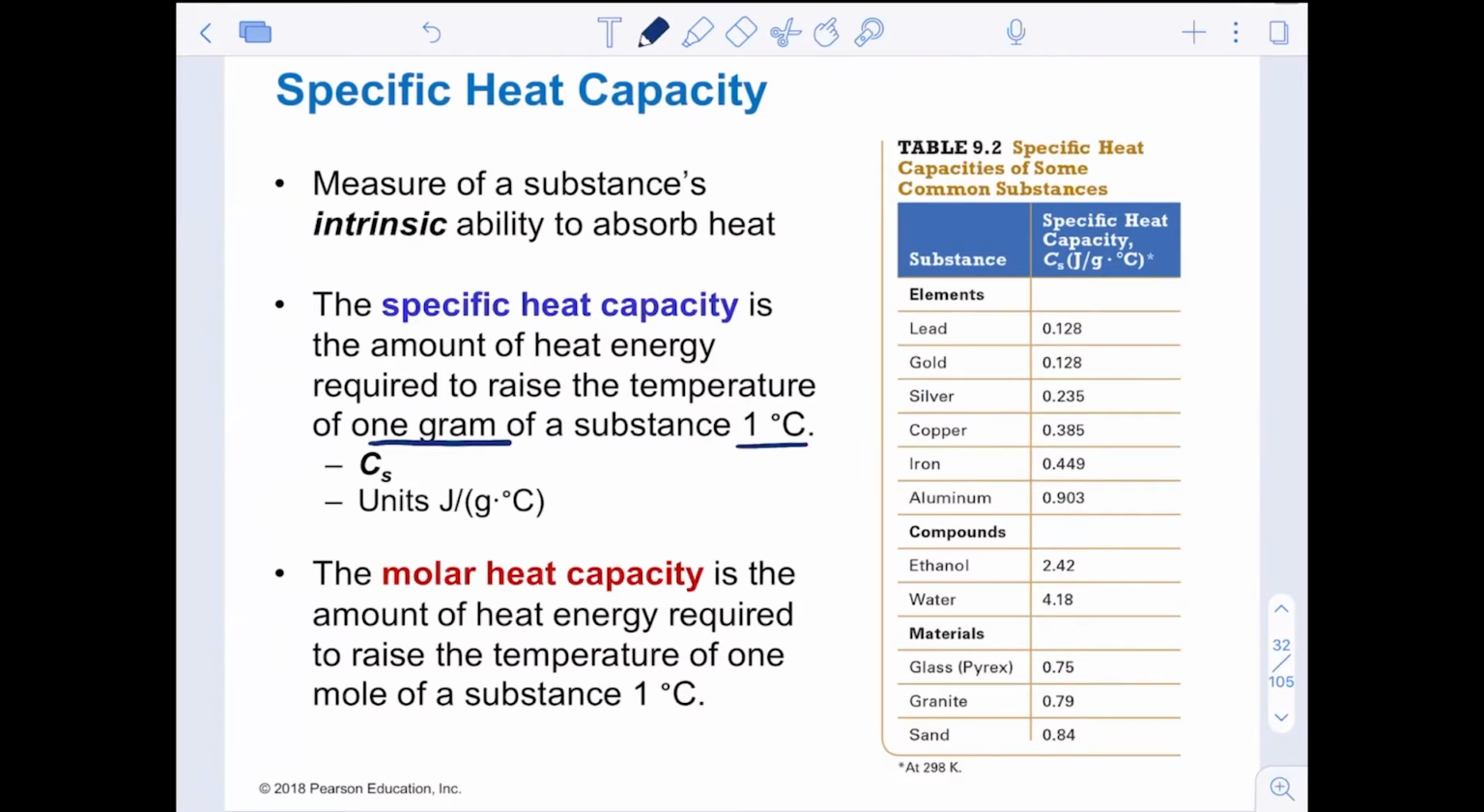There are such things as molar heat capacities as well. This is used in other areas of chemistry because it's dealing with 1 mole instead of 1 gram. So it's more looking at the atomic level rather than the macroscopic laboratory scale. The molar heat capacity is joules per mole degree Celsius.